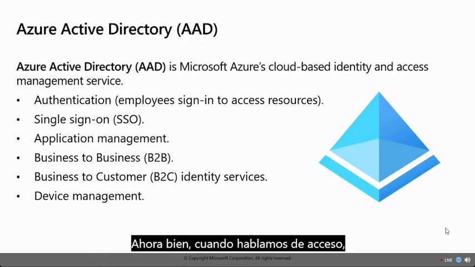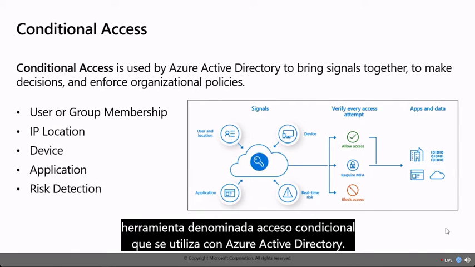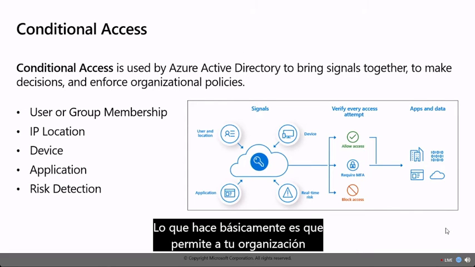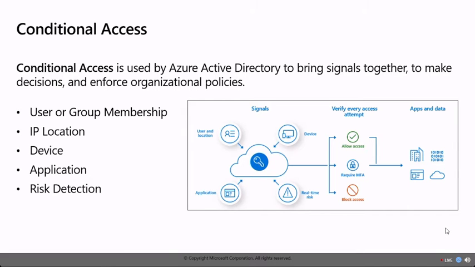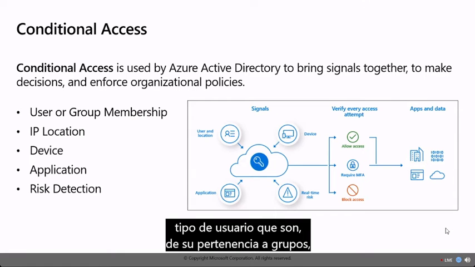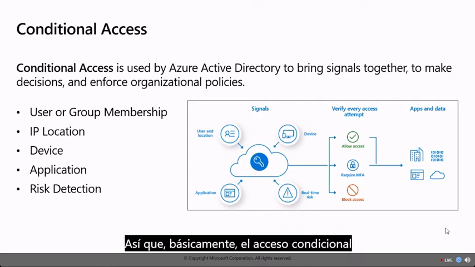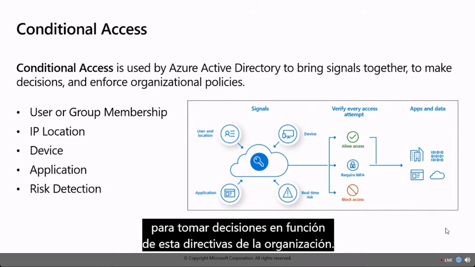Now, when we talk about access, we have this concept or this tool called Conditional Access used with Azure Active Directory. And essentially what this does, it allows your organization to have different identity signals to determine what apps, what data users can access depending on the type of user they are, their group membership, where they're located, what device, the application, if there's any type of risk. So essentially, Conditional Access uses Azure Active Directory to make decisions based on these organizational policies.